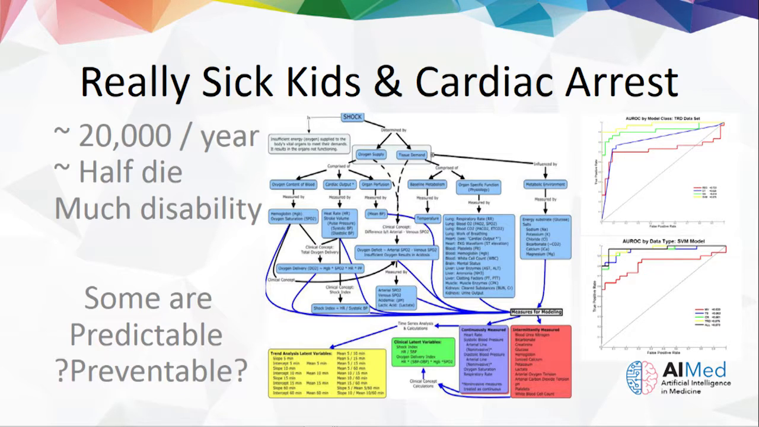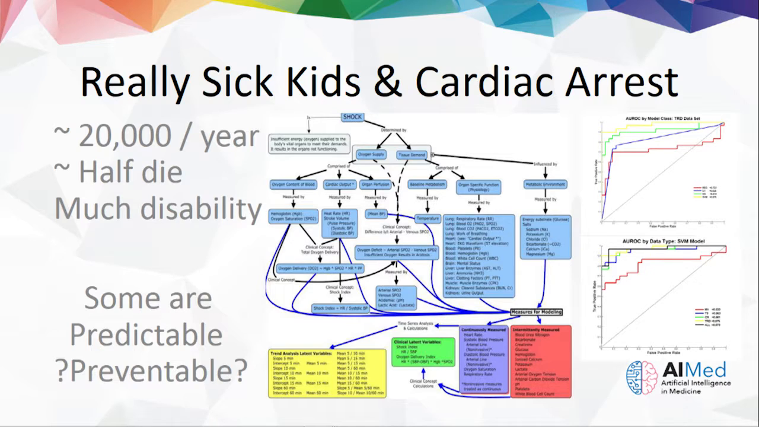And despite the fact that we've got all of these nurses and doctors watching after these kids, 20,000 times a year in the US alone, they have a cardiac arrest in the ICU. If you have a cardiac arrest in the ICU, half the time you're gonna die. And if you don't die, most of the kids that survive it have some kind of morbidity associated with it, so it's kind of a big deal problem.